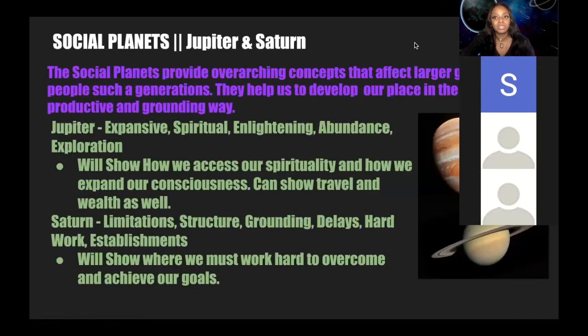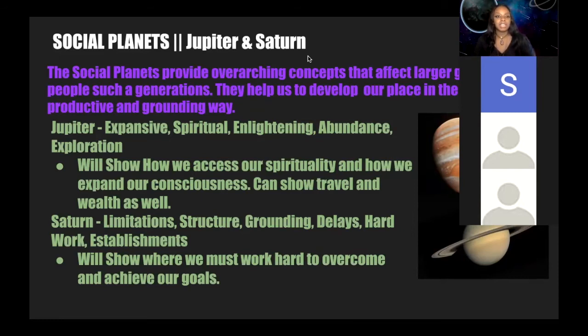Now we have the social planets. So the social planets are Jupiter and Saturn. Social planets provide overarching concepts that affect larger groups of people, such as generations. They help us to develop our place in the world in a productive and grounding way. So Jupiter and Saturn are really powerful planets because this is when we start to get to the gas planets. That means that their consciousness is more evolved. They are definitely higher vibrational in that way as well.